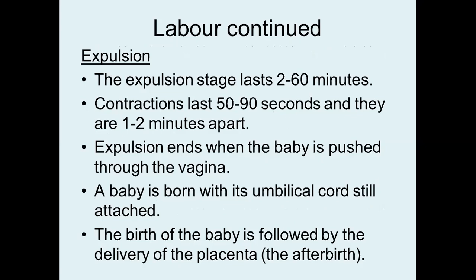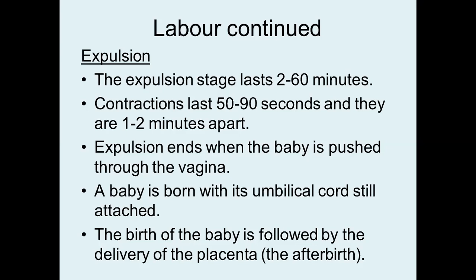The contraction lasts about 50 to 90 seconds. And by the time of labor, they're about 1 to 2 minutes apart. And expulsion ends when the baby is pushed through the vagina. So the umbilical cord at that stage of the game is attached to the navel of the baby, and it still passes through the vagina. The other end is still attached to the placenta, which is still attached to the endometrium of the mother's uterus.